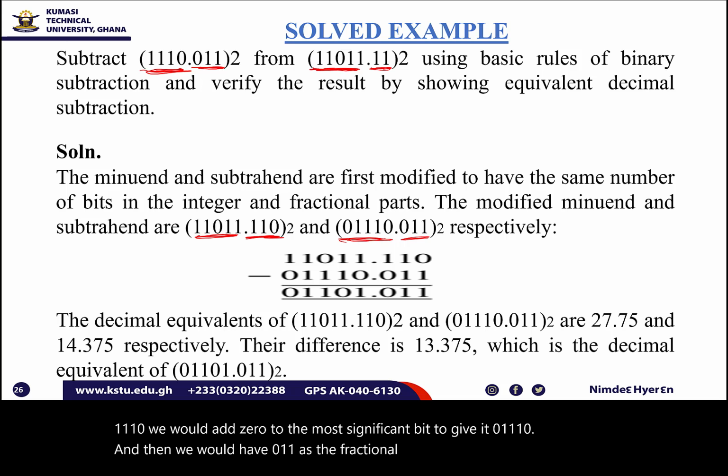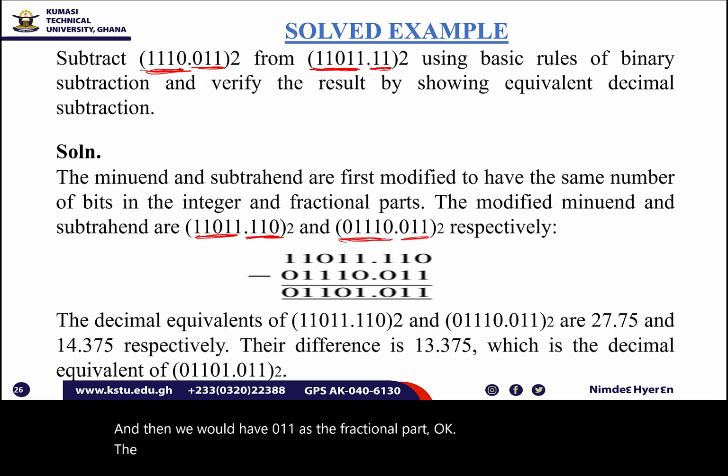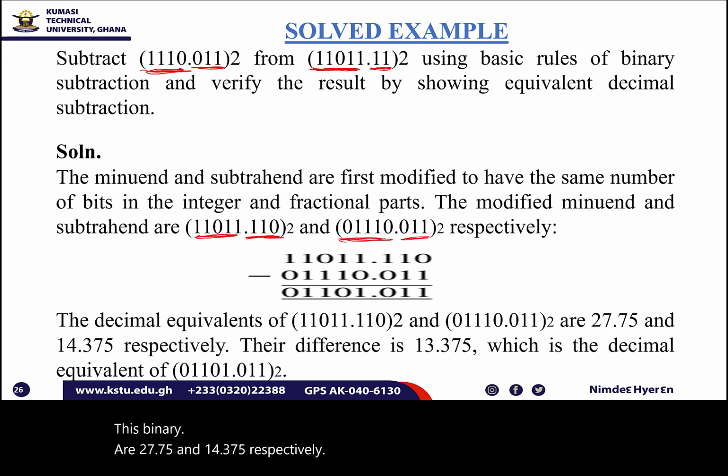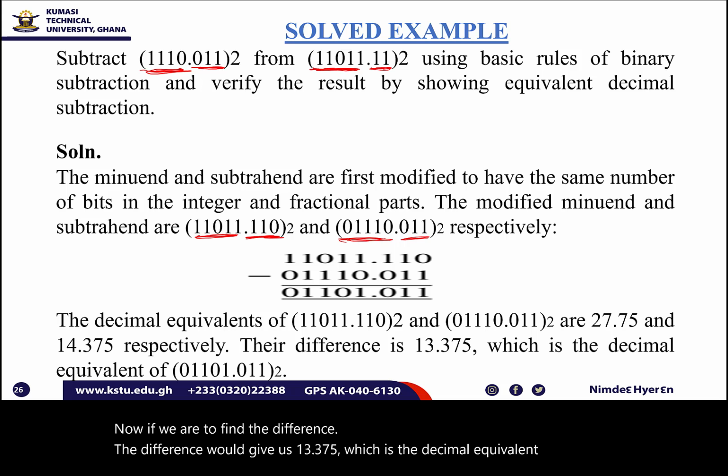Okay. Now, the decimal equivalents for these binary numbers are 27.75 and 14.375 respectively. Okay. Now, if we are to find the difference, that would give us 13.375, which is the decimal equivalent of 01101.011.